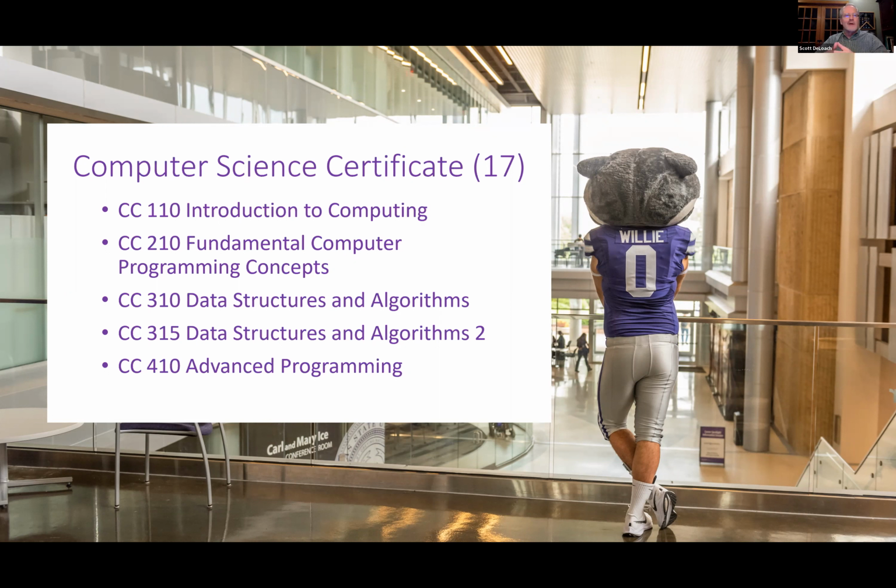You don't have to feel like you're behind the 8 ball to begin with. From there, CC 210 is our core programming course where you learn the basics of programming computers. In 310 and 315, we talk about data structures and algorithms, which allow you to build more complex programs that do interesting things. The final course is our advanced programming course, where we tie together everything we've learned. We talk about object-oriented concepts, and when you get done with these 5 classes, you will be a solid programmer.